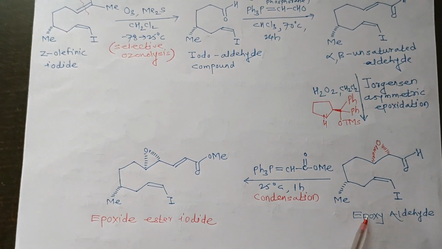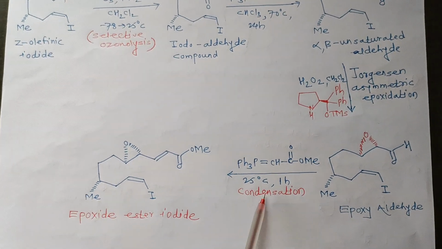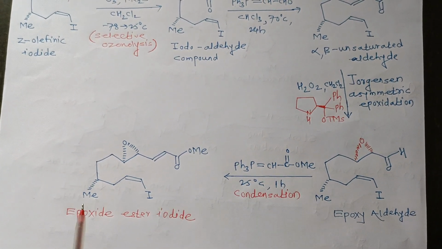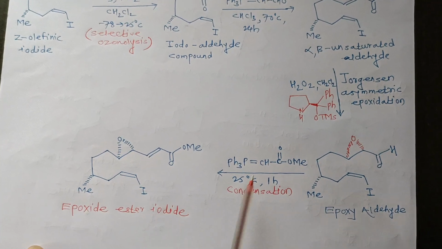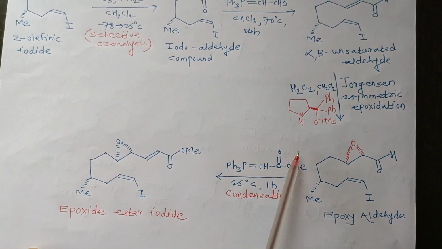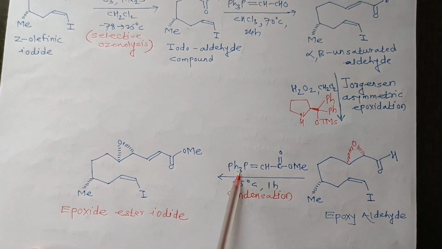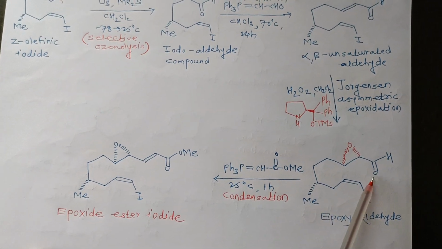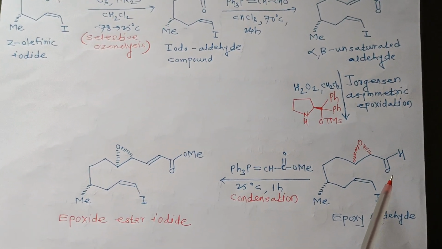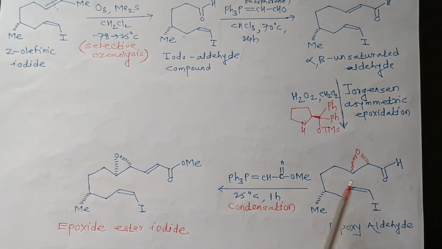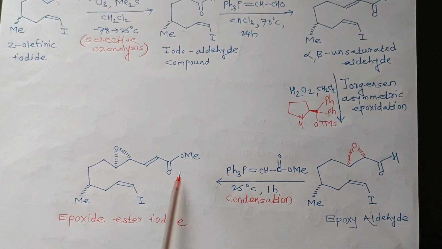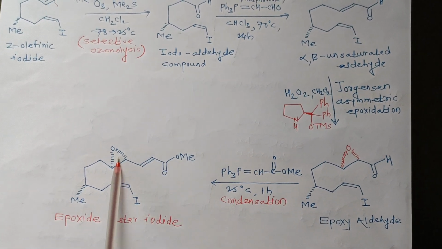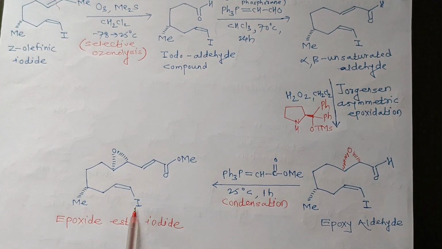In the next step, this epoxy aldehyde undergoes condensation with a stabilized phosphorane compound again, and there is formation of epoxy ester iodide. Here that phosphorane consists of an ester group, so that PPh3 will combine with this oxygen. There is formation of triphenylphosphine oxide as a stable byproduct, and there is formation of this type of ester chain. So this is the epoxide ester iodide, since it consists of epoxide, ester as well as iodine functionality.